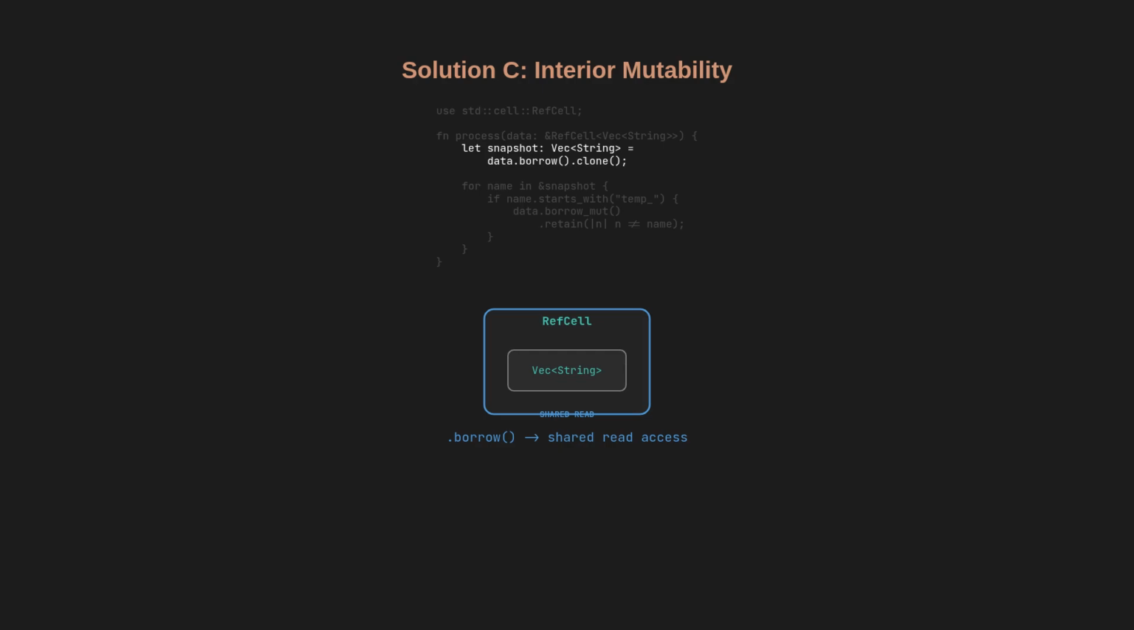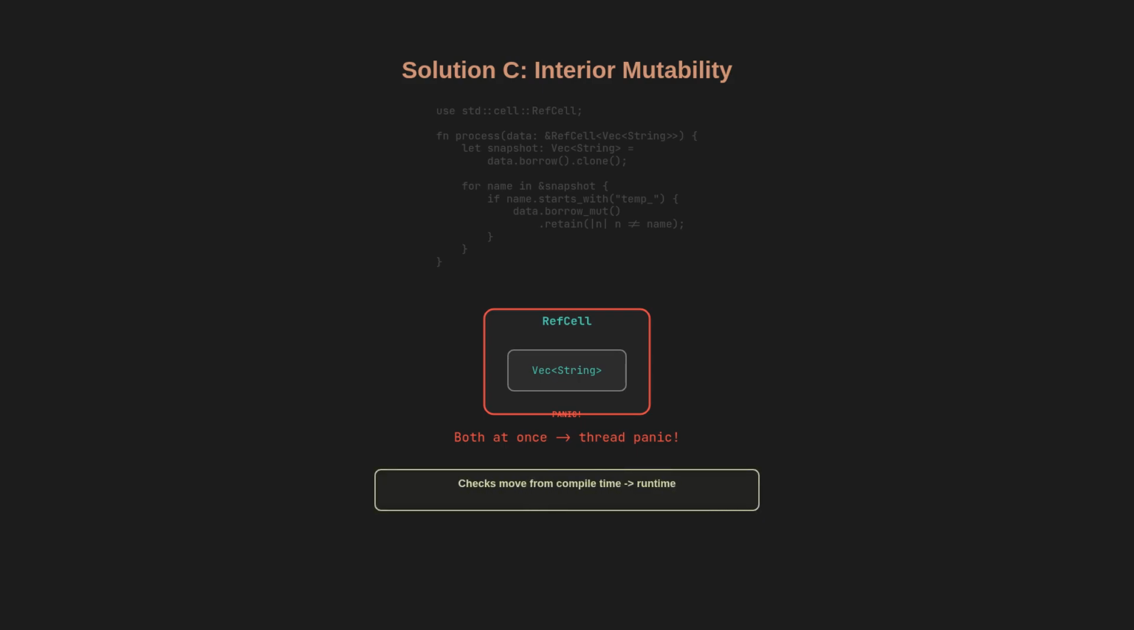The other readers can look too. And borrow_mut gives you exclusive write access. Nobody else can read or write while you hold this. But if you try to do both at the same time, instead of a compile error, you get a runtime panic and your program crashes. That's the trade-off. You are moving the safety check from compile time to runtime. The compiler cannot protect you anymore. It's on you.